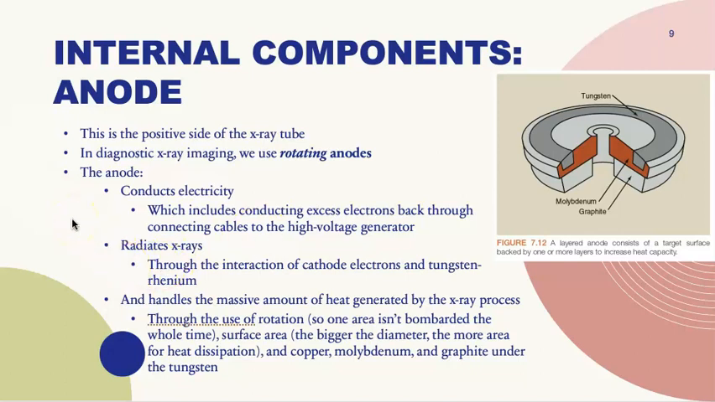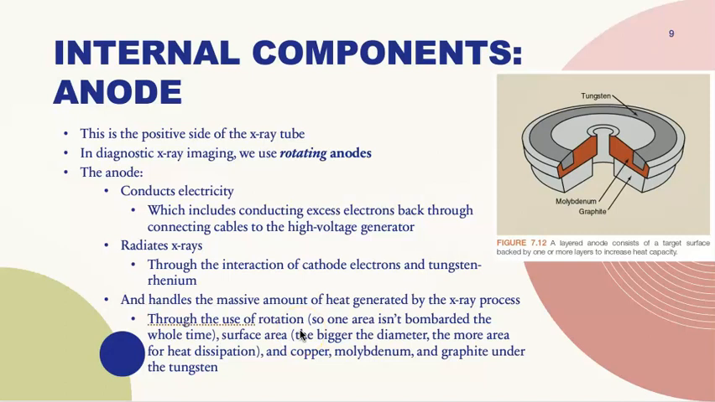The anode also radiates X-rays through the interaction of the cathode electrons and then the tungsten rhenium, which is part of the anode target. And then it handles a massive amount of heat generated by the X-ray process. It does that because it has a little bit extra surface area. So while the electrons will be hitting one part of the actual anode, this whole surface area is able to kind of dissipate and handle the heat produced by the process.